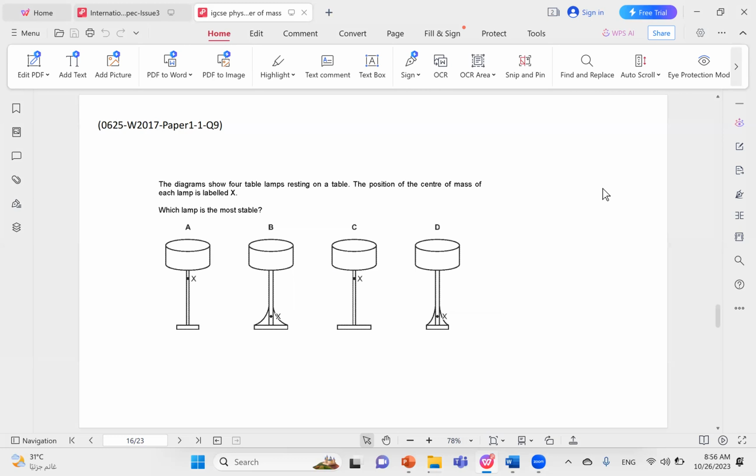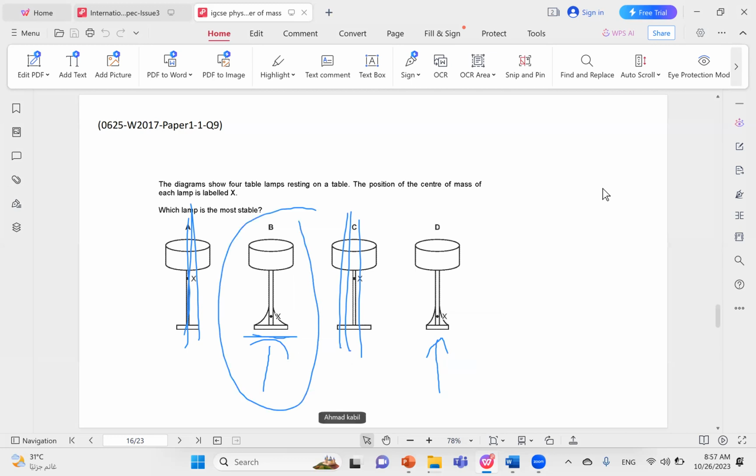Like we said before, for stability, we want the center of mass to be at the bottom. So let's automatically ignore A and ignore C as well. So we're comparing B and D. Which of these is more stable? The one with the wider base. So if you compare the two bases, you can see that B has a wider base. So B is the most stable arrangement here.